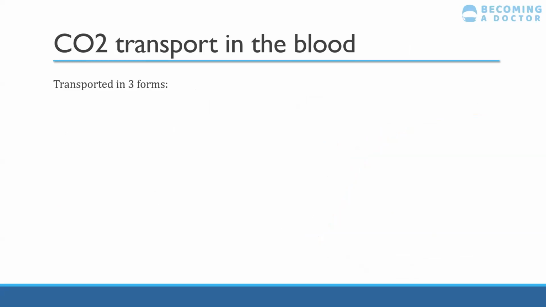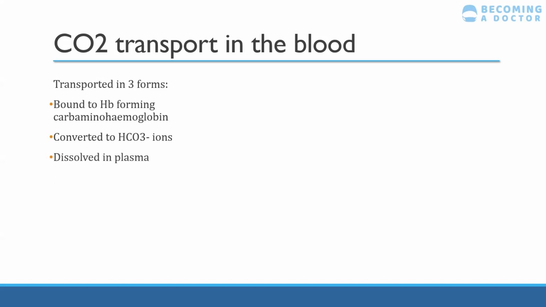So carbon dioxide in the blood is transported in 3 forms. It can be bound to hemoglobin, forming carbaminohemoglobin. It can be converted to bicarbonate ions, and it can be freely dissolved in the plasma.